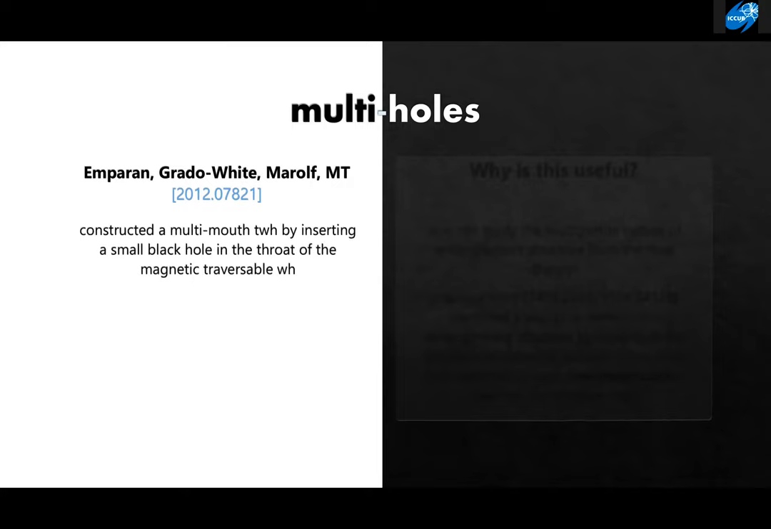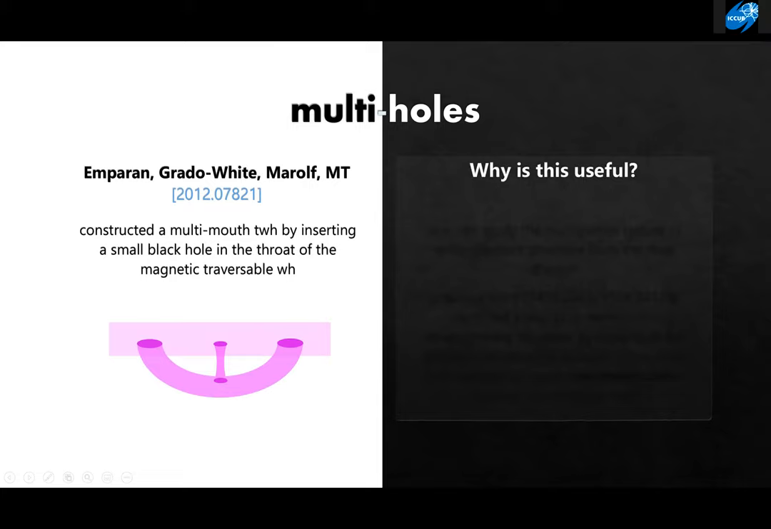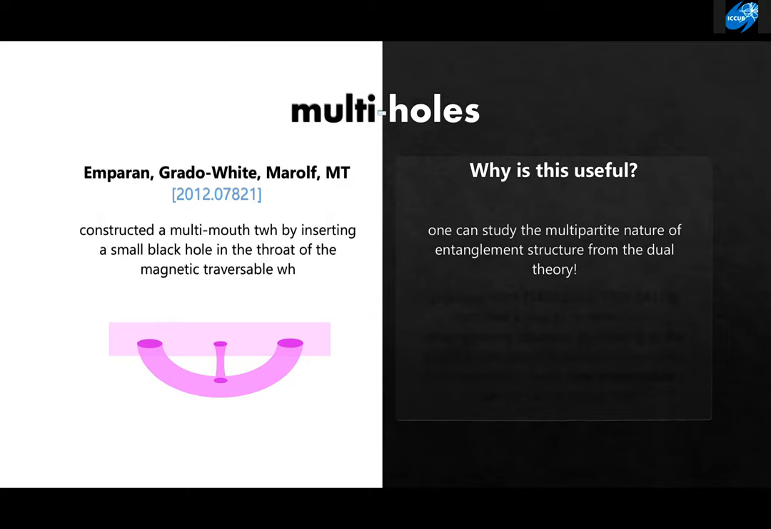The basic idea is just that we used the magnetic traversable wormhole of Maldacena, Milekhin, and Popov and simply inserted a small black hole at the bottom of the throat of this big wormhole. And so the picture is something like this, where this big tube is supposed to represent the magnetic traversable wormhole, and the small tube is supposed to be the small black hole insertion. One reason why this would be useful or interesting to even talk about is because one can then study the multipartite nature of entanglement from the dual theory, which is something that hasn't been explored in full detail before.